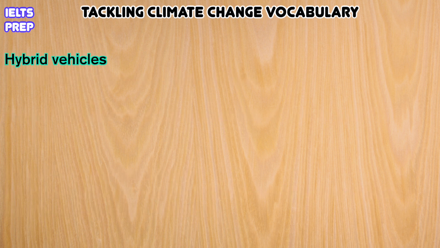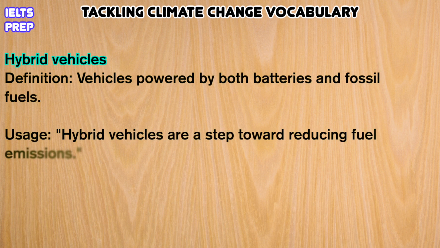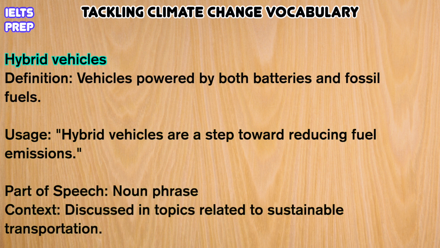Hybrid vehicles. Definition: vehicles powered by both batteries and fossil fuels. Usage: hybrid vehicles are a step toward reducing fuel emissions. Part of speech: noun phrase. Context: discussed in topics related to sustainable transportation.